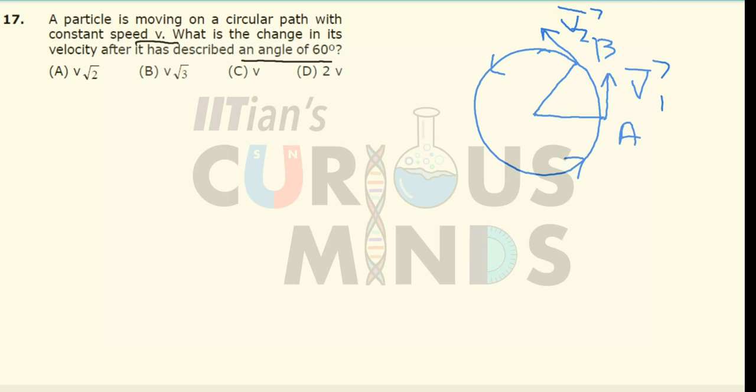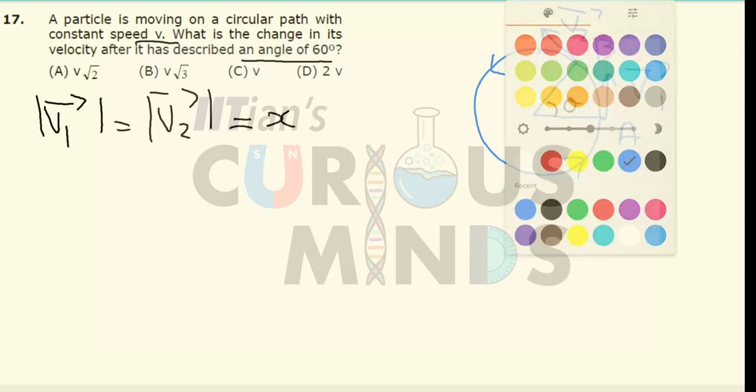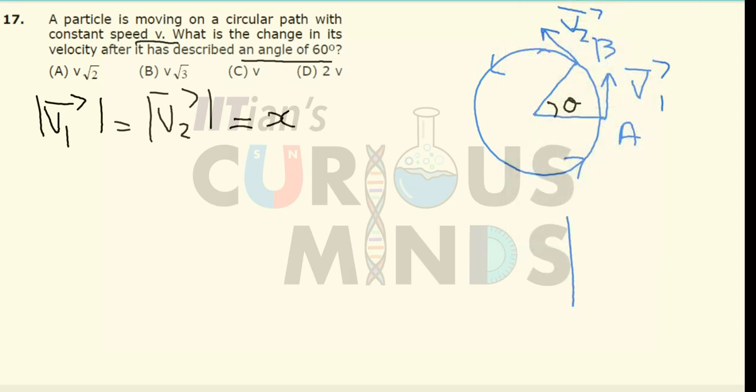moving with constant velocity. Let the angle traced at the center be equal to theta. So I can say that the magnitude of v1 vector and the magnitude of v2 vector remains same. Let it be equal to x. And the angle traced over here is equal to theta. So if I join these velocities, they will look somewhat like this. This is v1 vector and this is v2 vector, and these velocities will also make an angle theta over here.